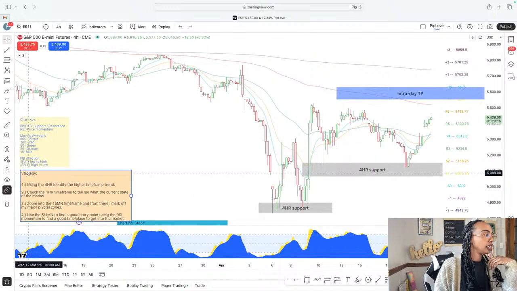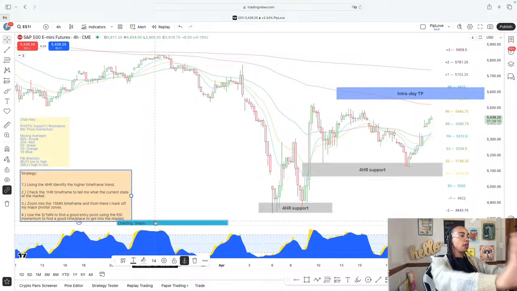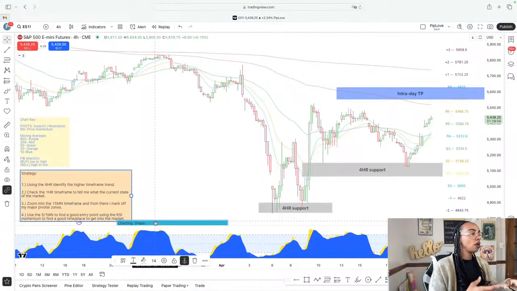Alrighty, so we have our keys here, our strategy. Basically on the 4-hour time frame, we're going to use the 4-hour time frame. Let's do it all together, guys. We're going to practice this. On the 4-hour time frame, we're going to identify the higher time frame trend.